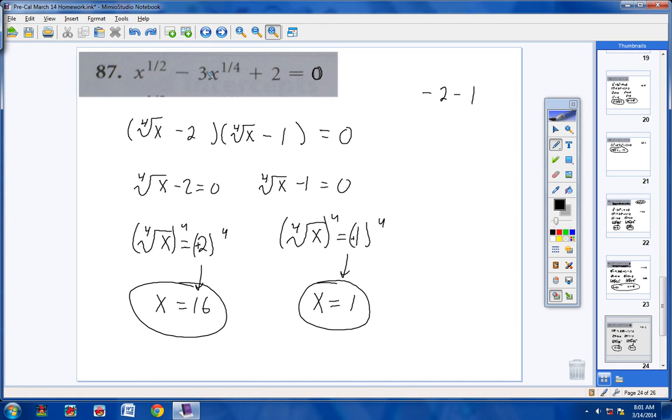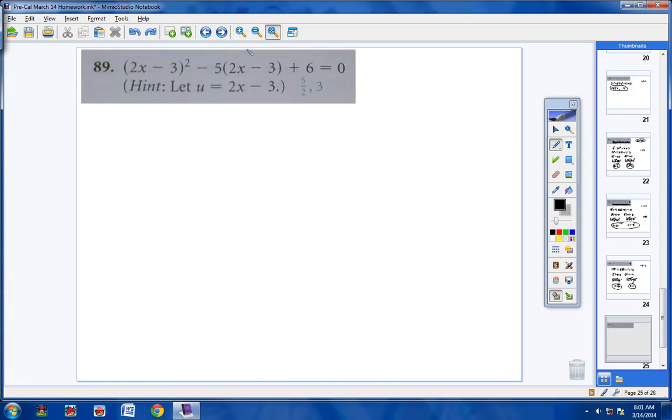The last 2 look really scary, and they're not. I'm going to do something that I think you need to see. Notice how you have 2x minus 3 and 2x minus 3.